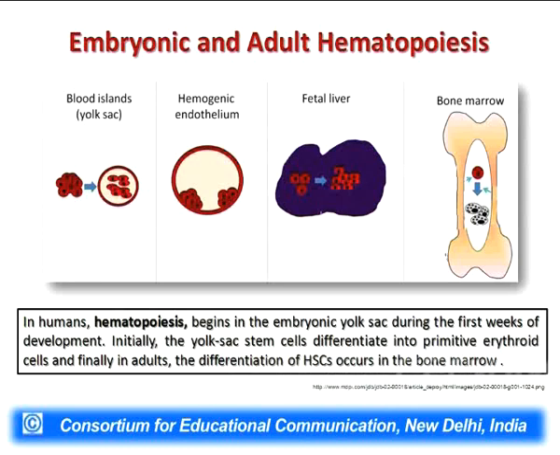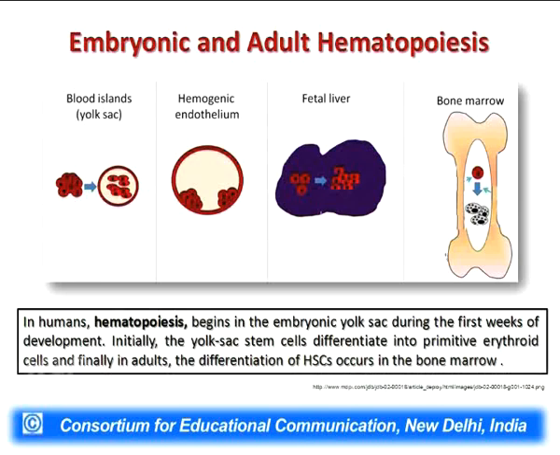Now how exactly does the hematopoietic stem cell go from the fetus to the adult form? During the developmental process, in the early weeks of development, hematopoiesis takes place in the embryonic yolk sac. Subsequently it is taken over by the hemogenic endothelium, and when the fetus develops for a few more months, the hematopoietic process is then taken over by the fetal liver, which plays a major role in hematopoiesis in the fetus.